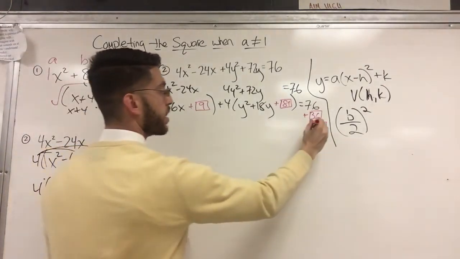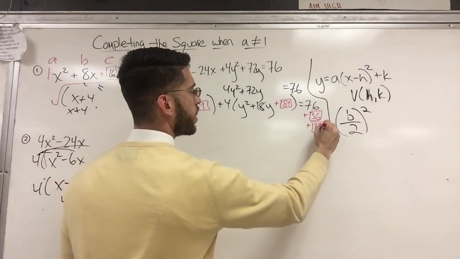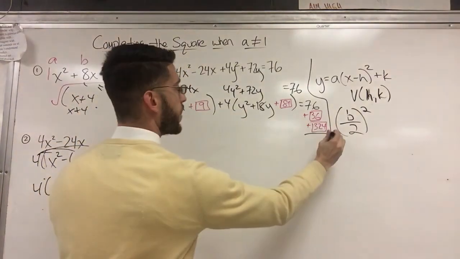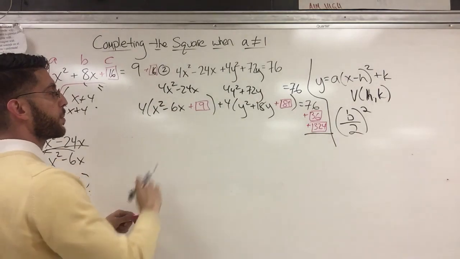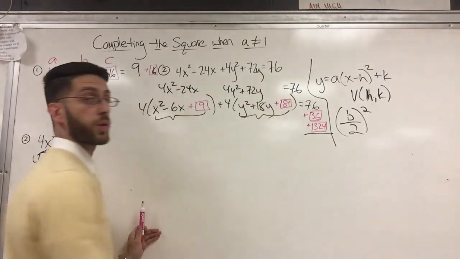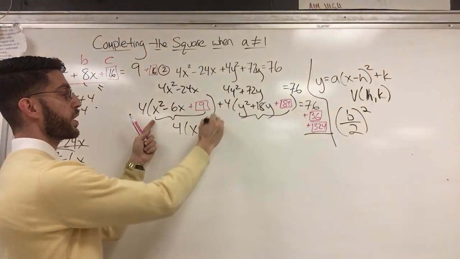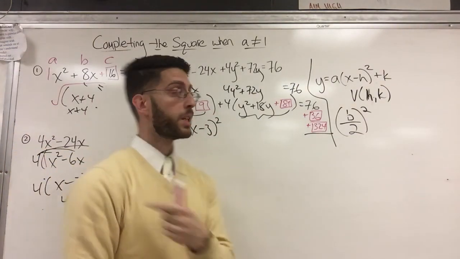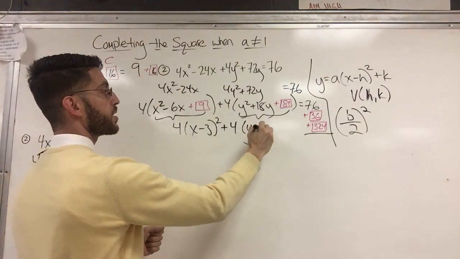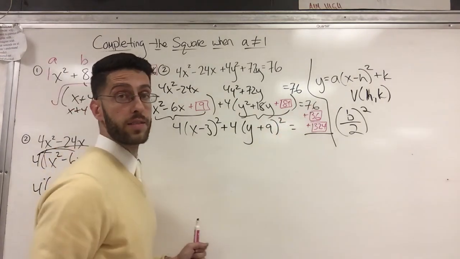I believe it's 324. Please check my math, okay? So we're going to add that together, and I'm going to factor this perfect square trinomial, and I'm going to factor this perfect square trinomial. So 4 drops down, and this becomes (x minus 3) squared, just like it did in the last one. 4 drops down here, and this becomes (y plus 9) squared, and it equals whatever that adds up to.